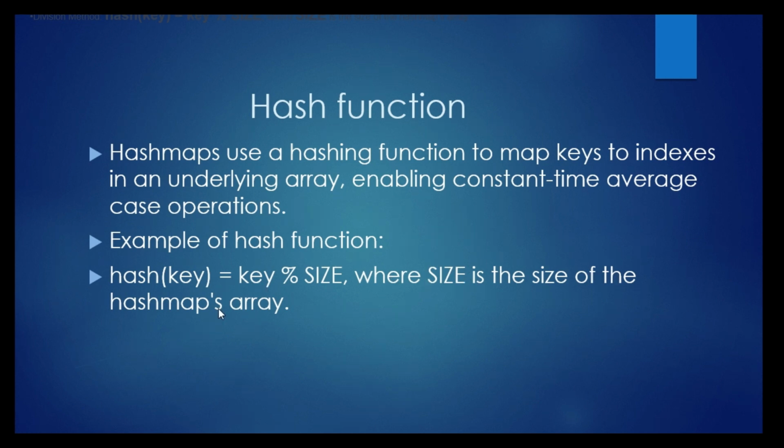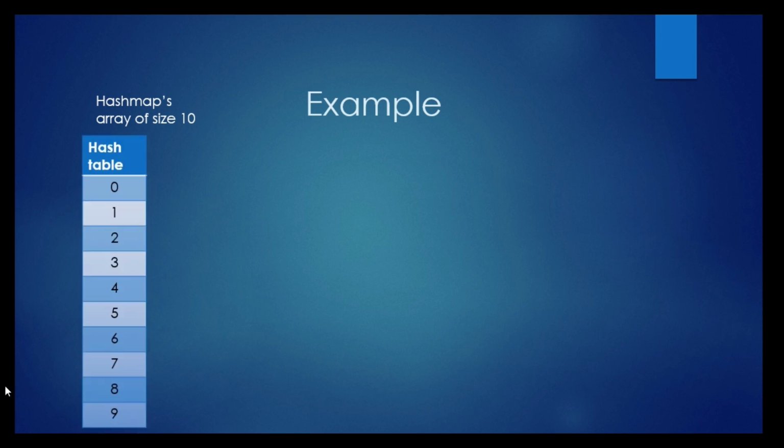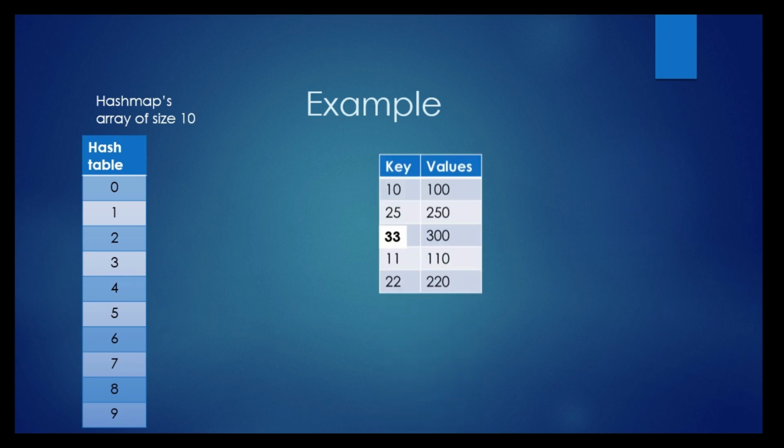Let us see an example of how we are going to implement a hash map. The first thing we need to do is to create a hash map array. In this case, we are going to create a hash map array of size 10. Let's create. After creating the hash map array, we need to have our key value pairs. I've provided key value pairs that we are going to insert in our hash table.